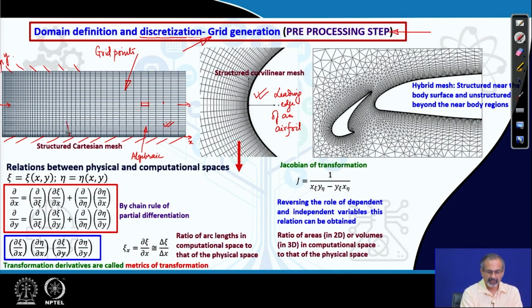You may have noticed that they were more closely spaced near the lower boundary or near the upper boundary, and more closely spaced closer to the inflow boundary than the outflow boundary and so on. But nevertheless, they were parallel to the x or y axis, but here that is not possible because the geometry is curved, and therefore, you can think about a curvilinear mesh.